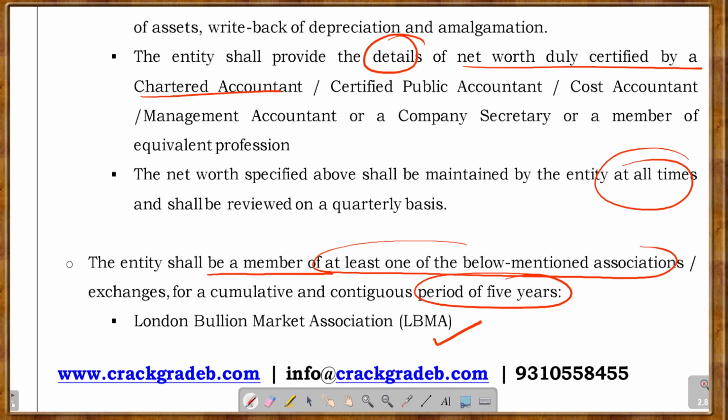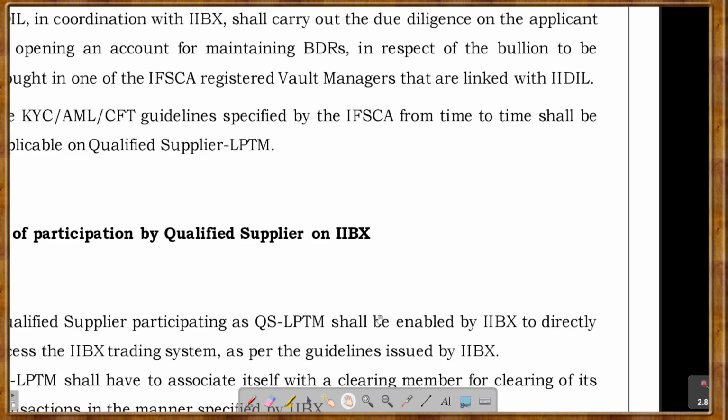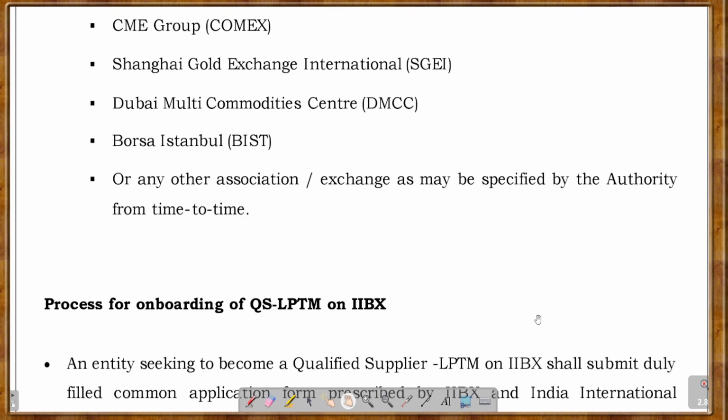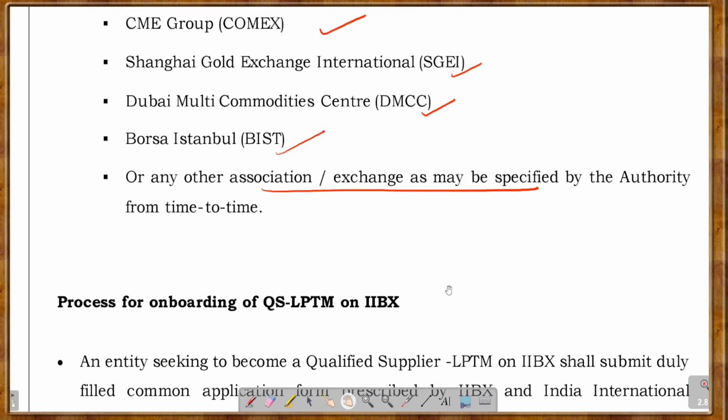LBMA, London Bullion Market Association. This is an association of the suppliers. We have talked about it, right? Remember in the IIBX video. CME Group, Shanghai Gold Exchange International. These are all supplier groups. Dubai Multi Commodity Centre, Borsa Istanbul, or any other association or exchange as may be specified by the authority from time to time.